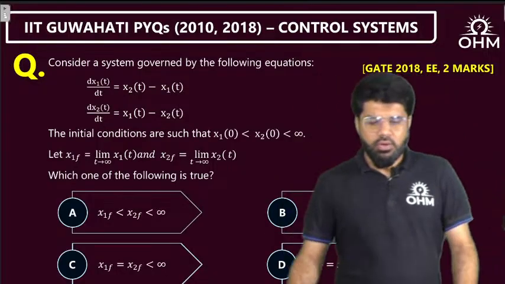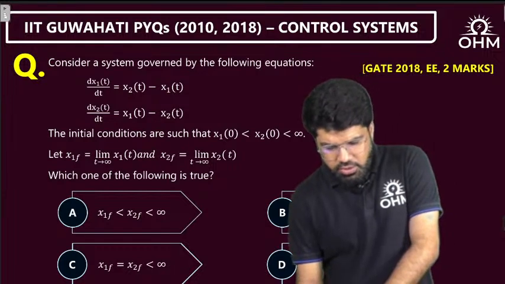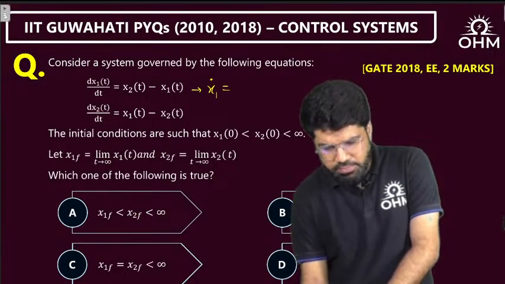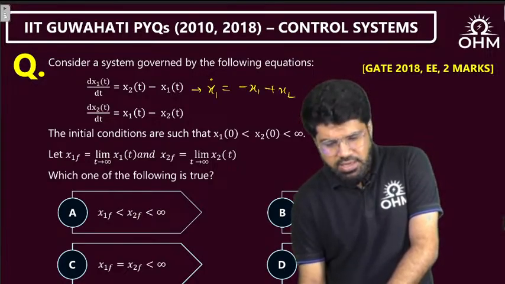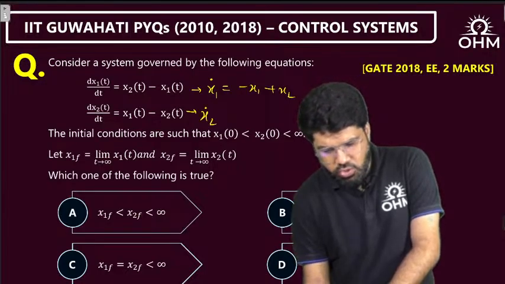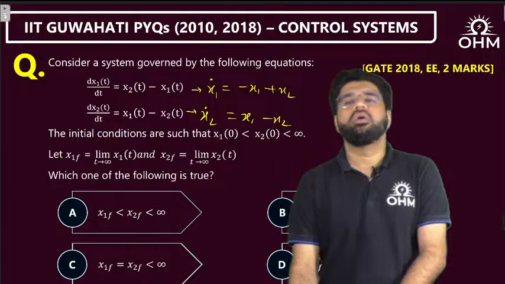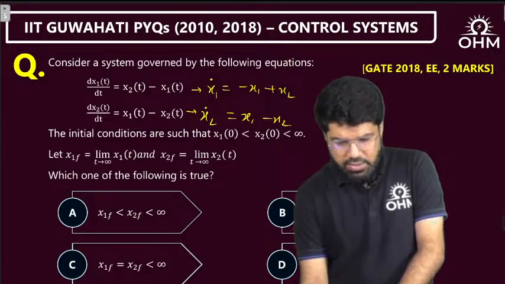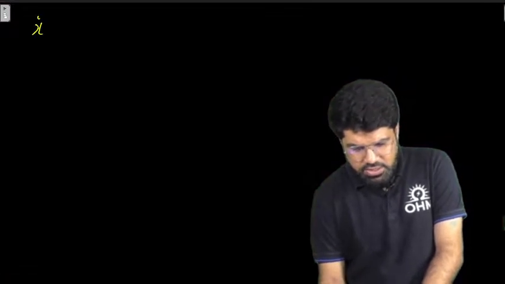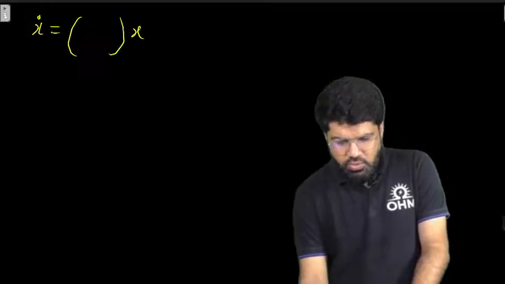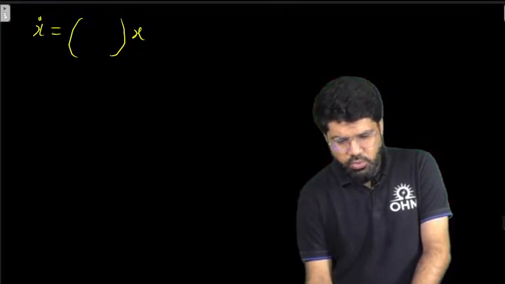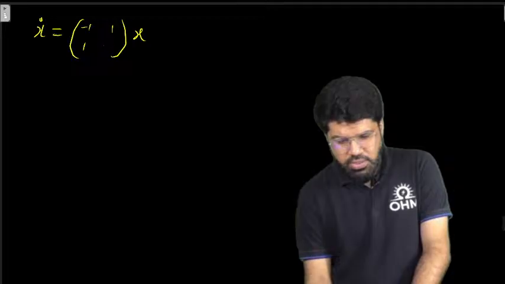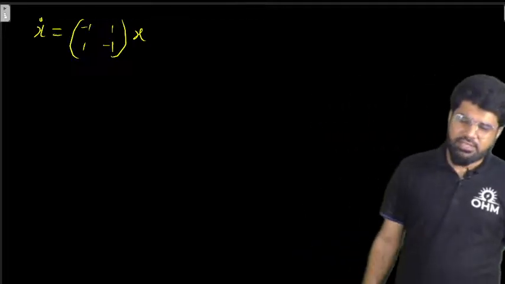It's a good question. First of all, let me write down this equation as x1 dot is minus x1 plus x2, rearranging, and the second equation, x2 dot is x1 minus x2. If I have to write it in the matrix form, where is the input term? There is no input term given. Written in matrix form, x dot is equal to Ax. What is the A matrix? First row: minus 1, 1. Second row: 1 and minus 1. So x dot equal to Ax, that's it.